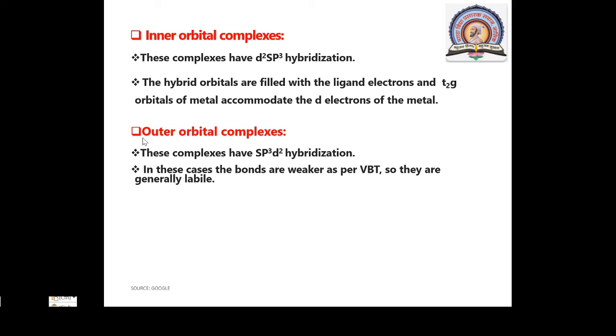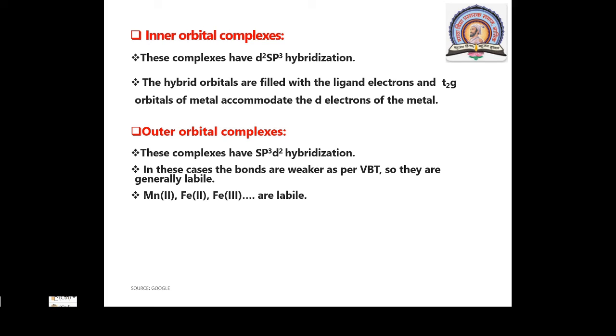Okay, sp3d2 is outer orbital, as d2 is on the outer side, so it is called outer orbital complexes. In case of sp3d2 hybridization or outer orbital complexes, as per VBT, the bonds are weaker, so those complexes are generally labile ones. Okay, let's see examples: Mn2+, Fe2+, Fe3+, all are labile complexes.